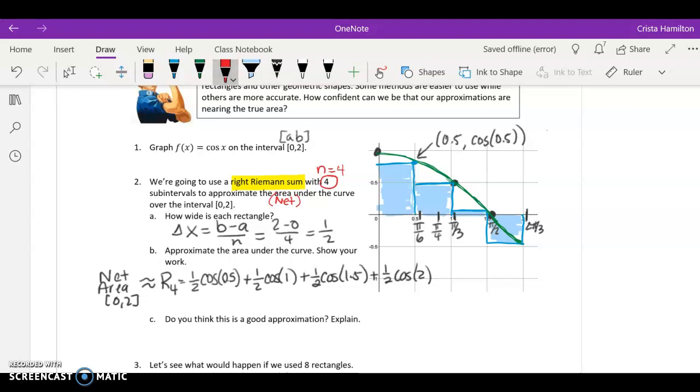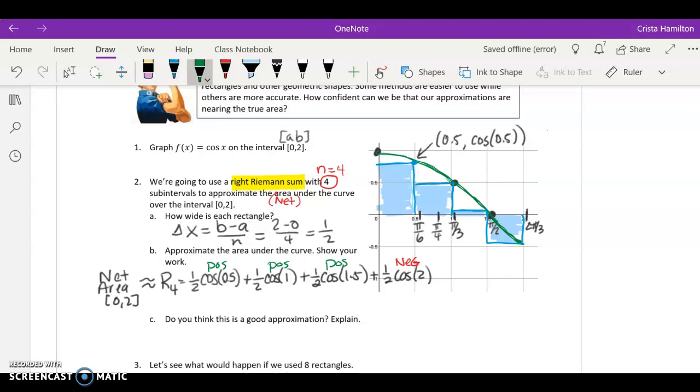Now, when we look at this, just as why this is net area, remember that that value is negative, but these are positive heights as you go down through here. So this is also the reason why this is net area, not total area.